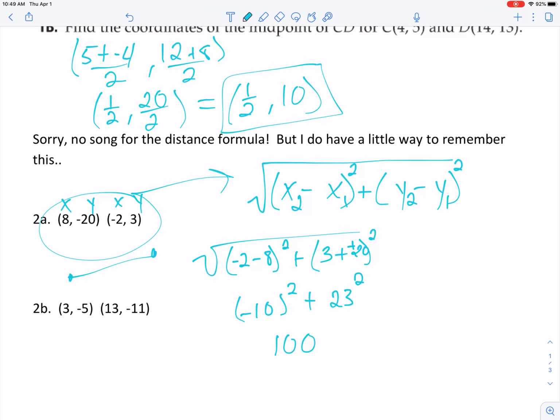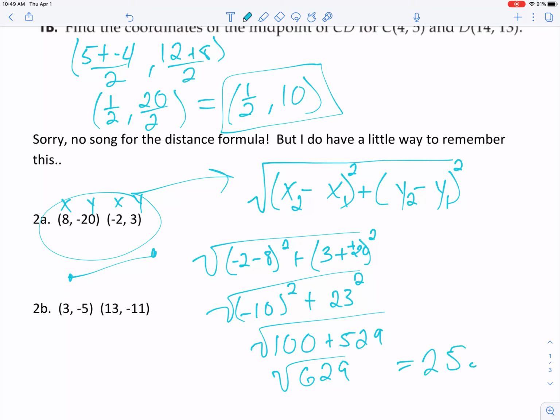Ooh, I'm going to need a calculator for that one. Oh, there we go. 23 squared, 529. That's a big number. Of course, that's still under the radical sign. So now I want to find the square root of 629. And again, I'm using my calculator. And looks like it rounds to be 25.1. And that's all you do.